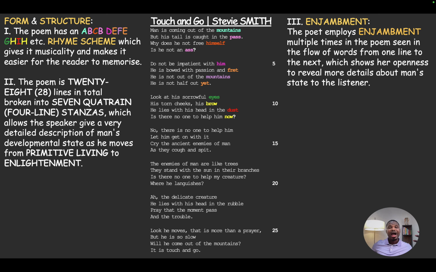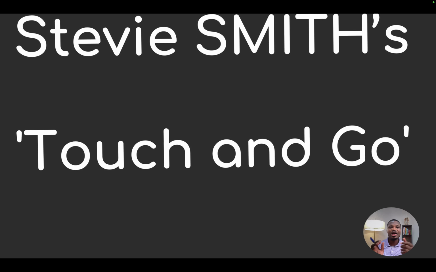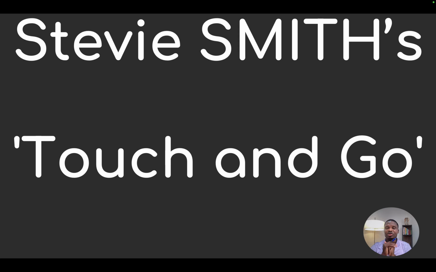Now, I usually tell my students that if you're looking to get a grade 9 or an A star, even an A or grade 8, you have to write about the form and structure of the poem. It is one of the AOs. So you have to be able to talk about the form and structure of the poem, the lining and the rest of it. You can do that with this information that I've put here. So here you have it: Stevie Smith's Touch and Go has been made simple.